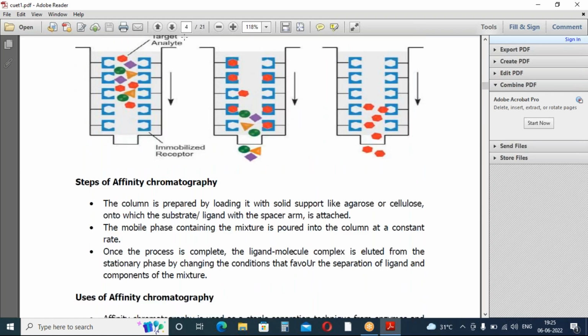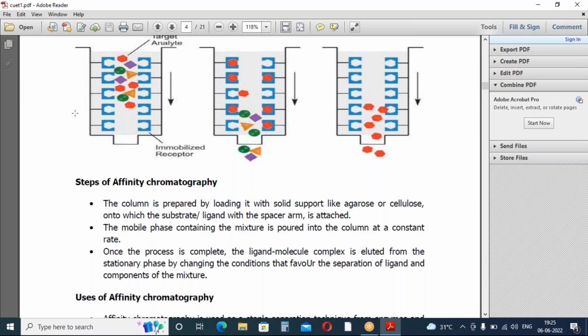You can see what is happening here. The target analytes are present in the mobile phase. The blue ones are the stationary phase, made of immobilized receptors. Depending upon the shape, size or reactive site, the molecules in the mobile phase are attracted to the stationary phase and binding occurs. Based on the binding, we can identify the particular component present in the mixture. That is the main principle behind affinity chromatography.